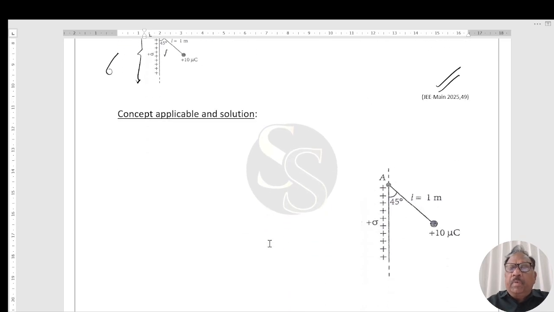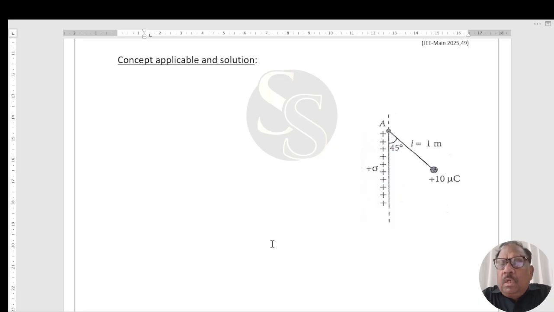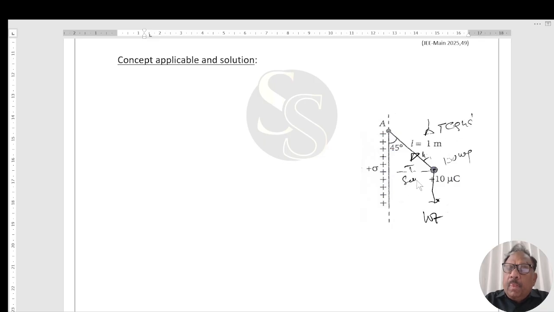Right. Concept applicable to solution. In this case, this is the figure. This is the charged mass. Mass is given to be 100 mg. Weight will always act vertically downward. String is there. If string is there, tension will be there. If tension is there, we can resolve the tension into directions. This is T, 45 degree. T cos 45 and T sin 45.